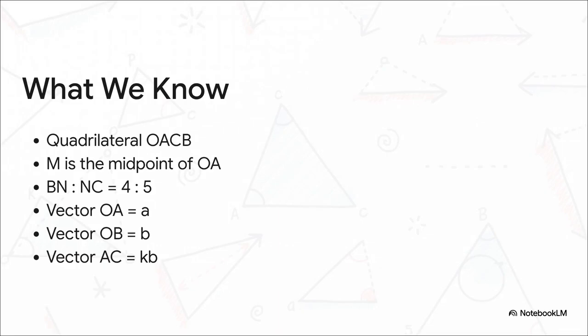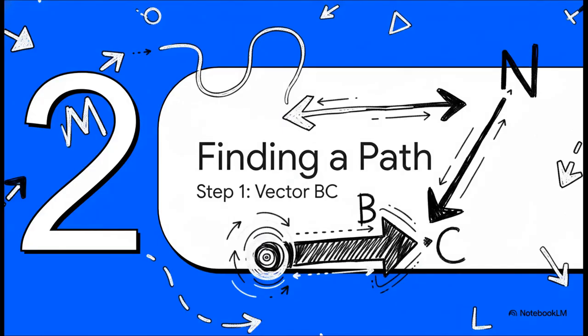We've got our basic vectors. OA is vector A, OB is vector B, and AC is KB. But then we have these two absolutely crucial relationships. M is the exact midpoint of OA, and N splits the line BC in a 4:5 ratio. These little details, they're the building blocks for our entire solution. Okay, so our main goal, the big prize, is to find the vector that gets us from M to N. But here's the catch. We can't just go there directly. We're missing a piece of the puzzle. So our very first mission is to figure out the path from B to C.